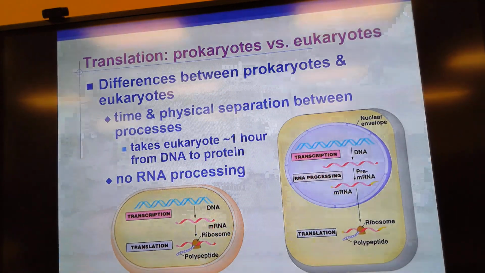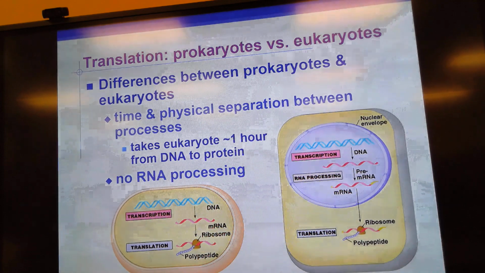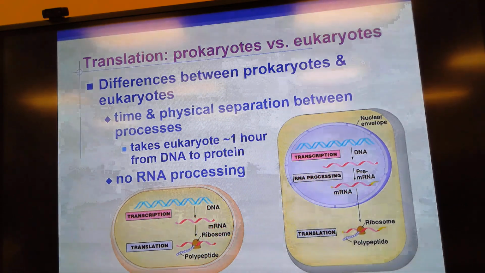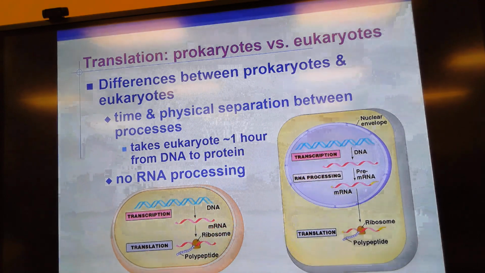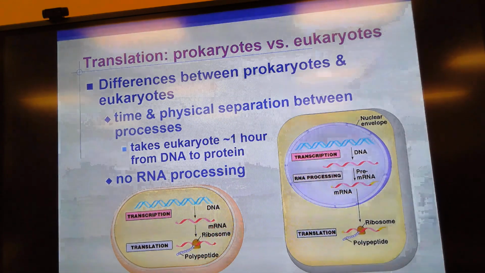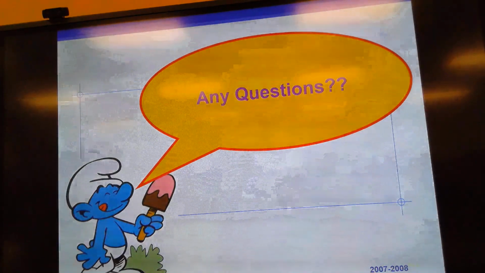So the difference again between the two is really just your time and physical separation. It takes eukaryotes about an hour to go from DNA to proteins with no RNA processing. So prokaryotes are a little quicker in that aspect. Okay? And that is translation.